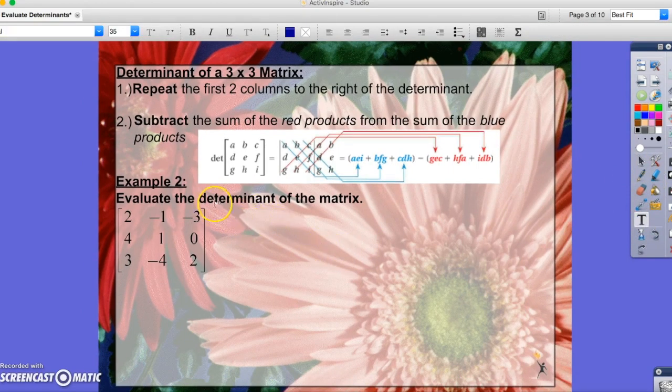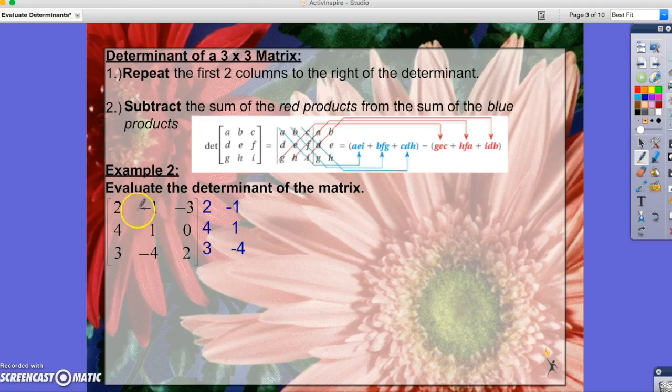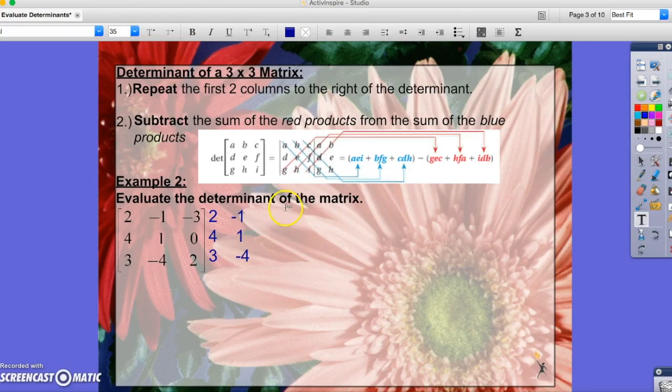So example 2, evaluate the determinant of the matrix. We first have to start by rewriting my first 2 columns. So I get 2, 4, 3, negative 1, 1, negative 4. Space them nice here. So I rewrite the first 2 columns here. Now, I'm probably going to type these as I go. I'm going to go back and forth.